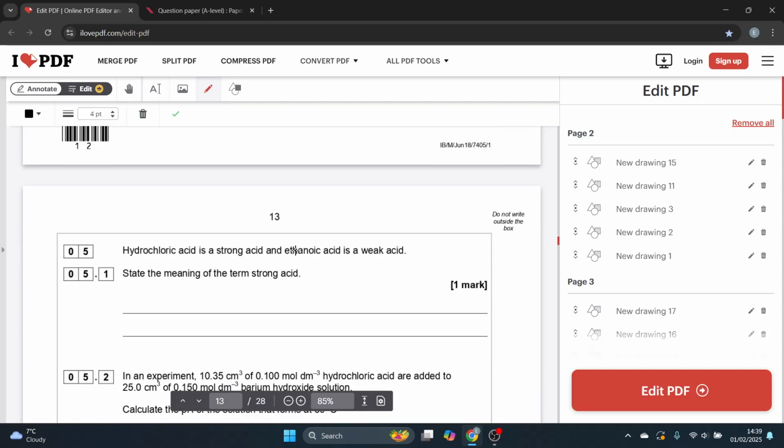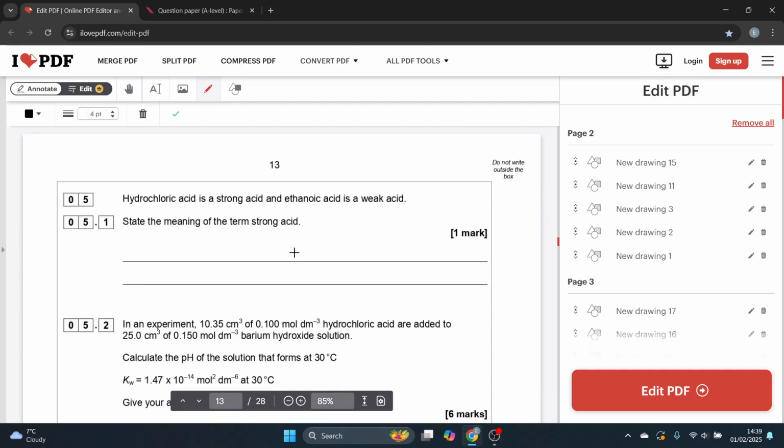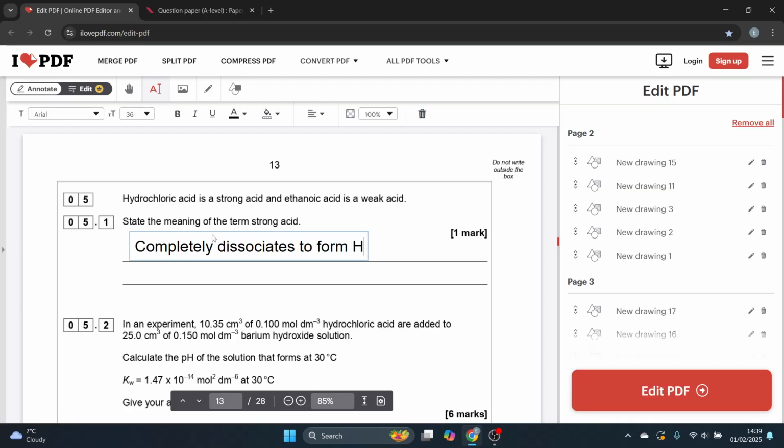That's it. Question 5.1, state the meaning of the term strong acid. Completely dissociates to form H plus ions.